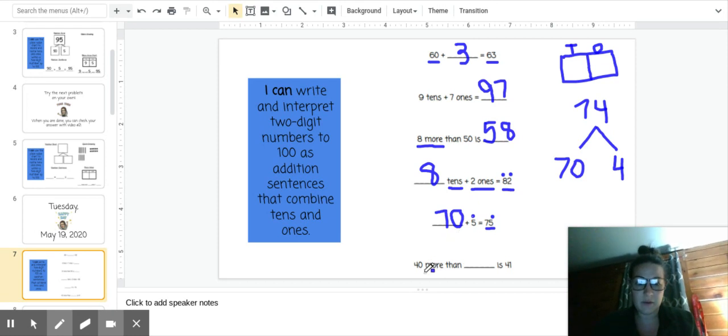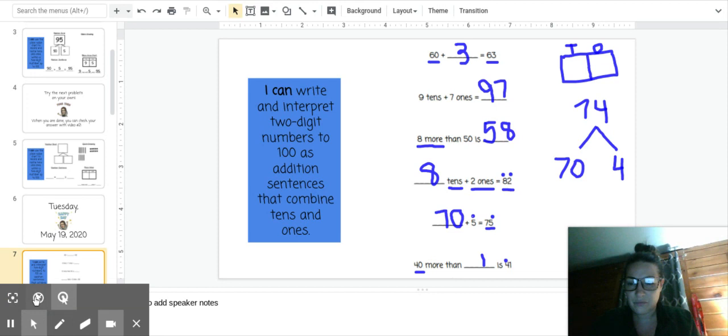So here's our last one. 40 more than blank is 41. Well, let's think about this. There's 40, and we've got 40 there, but then we've got another little 1 here, right? So this must be that 1. 40 more than 1. It's almost like doing 40 plus 1 is 41, right?